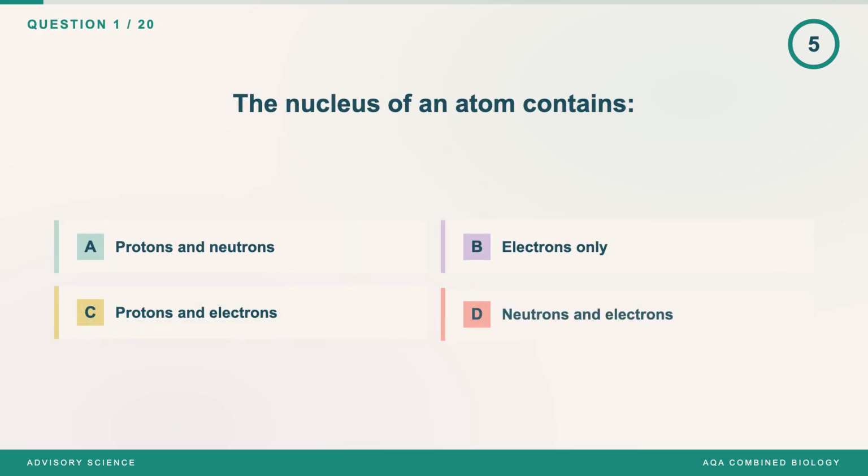Question 1. The nucleus of an atom contains. Option A, protons and neutrons. Option B, electrons only. Option C, protons and electrons. Option D, neutrons and electrons. What is your answer?